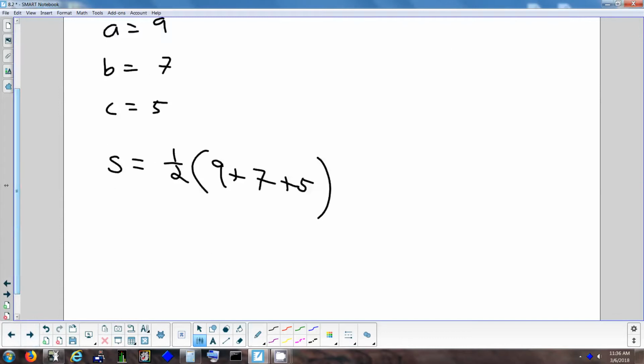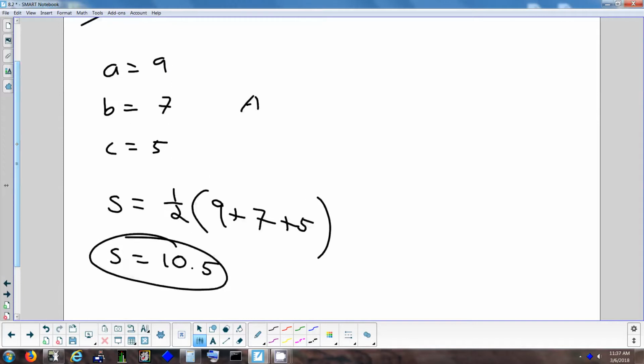PEMDAS, do what's in parentheses first. What's 9 plus 7 plus 5? Yep, 21. And half of 21? 10.5. Okay. Any questions on that? Now you have everything you need to find the area. It's s times s minus every side. It doesn't matter what order you do it in. Most people just go right in order.